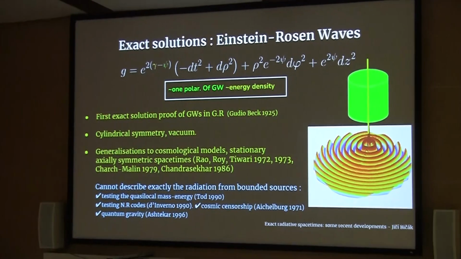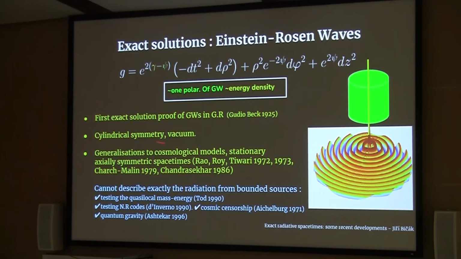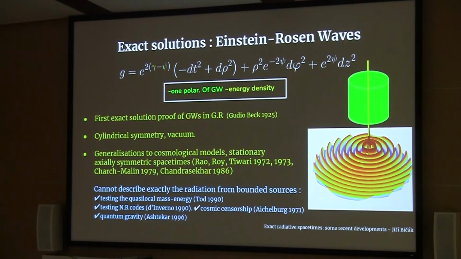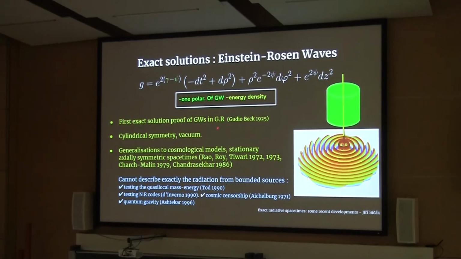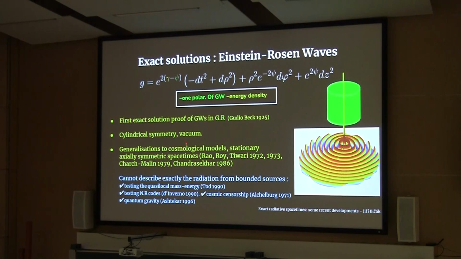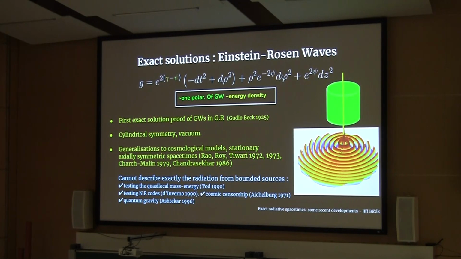This Einstein-Rosen solution is very famous because it was one of the first exact solutions to prove gravitational waves in full GR. Before that, Gudiobek had also discovered that. Then, it has cylindrical symmetry. This is just a figurative cartoon, not literally like this.